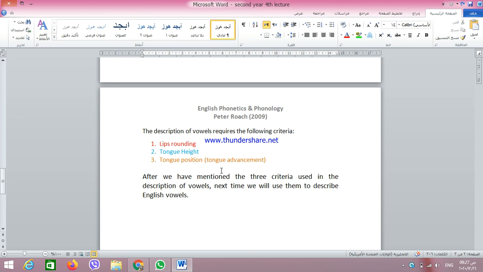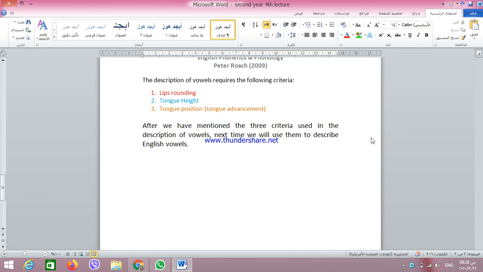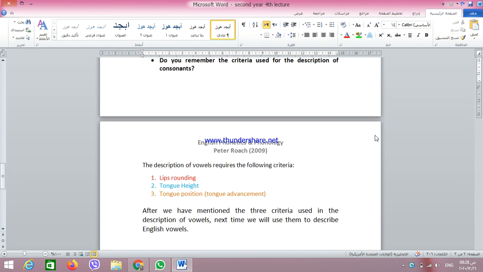So after we mention the three criteria used in the description of vowels, next time we will hopefully start with the actual description of vowels and the differences between pure vowels and gliding vowels. Hopefully this is going to be our topic for the coming two or three lectures.